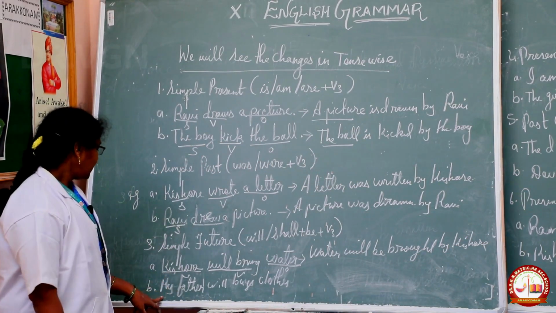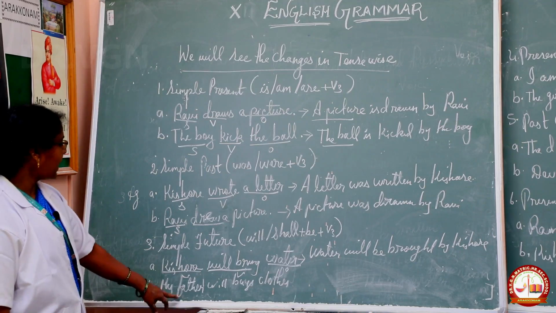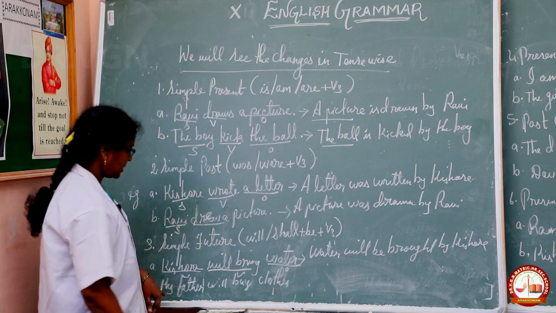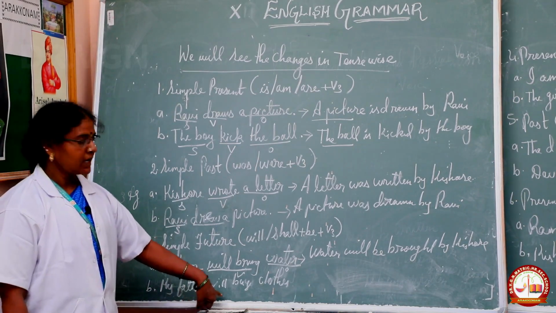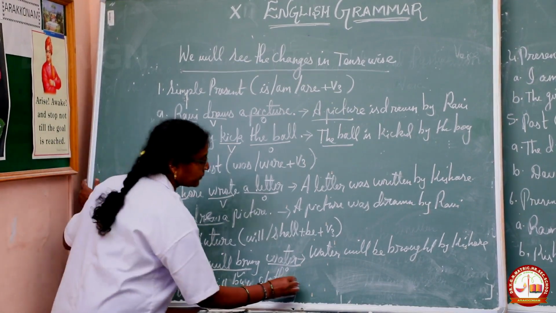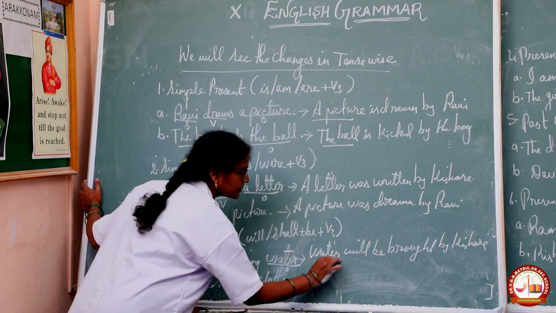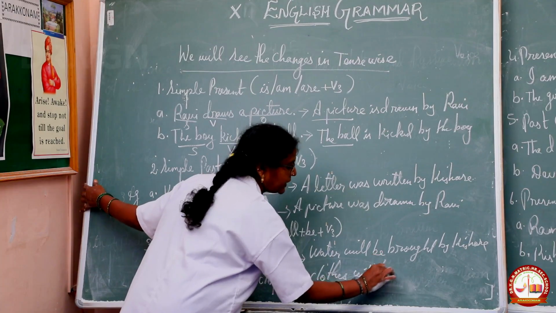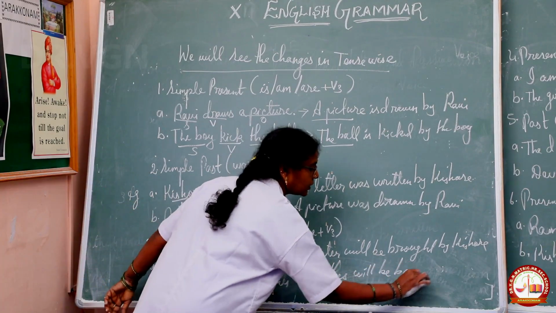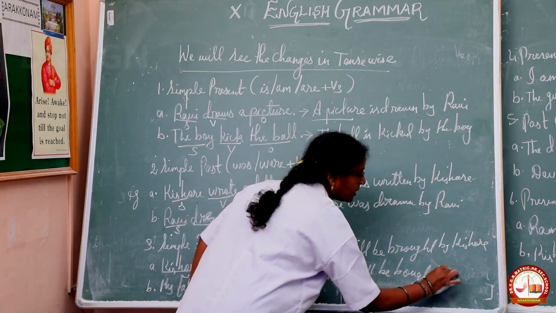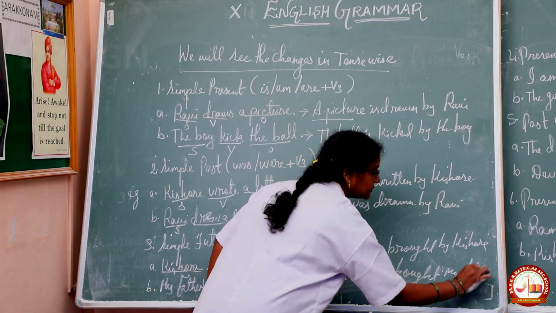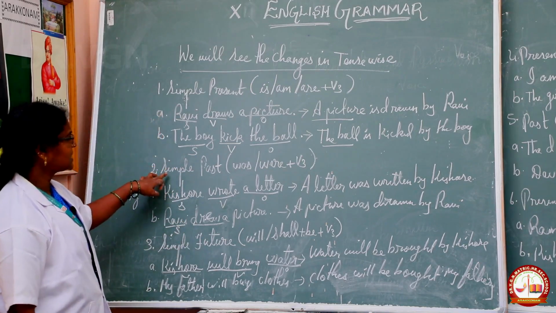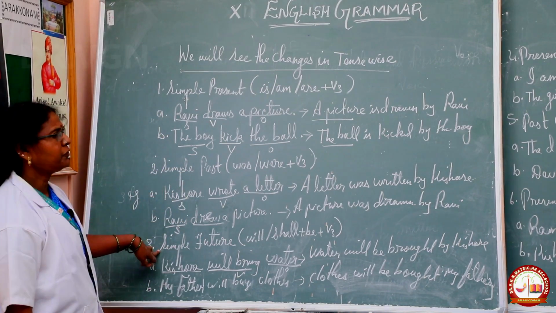Next example, my father will buy clothes. So, clothes will be bought by my father. So we have seen simple present tense, simple past tense, simple future tense.